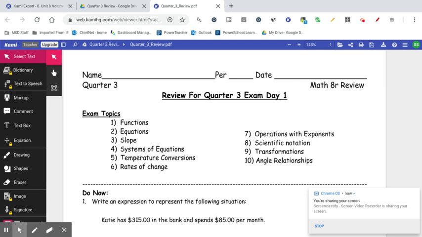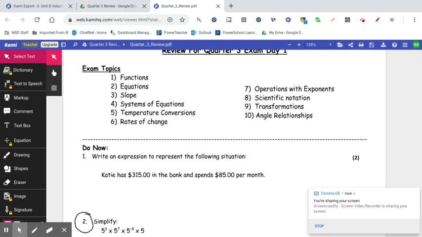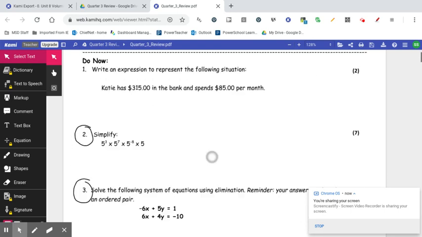Hi everyone. So we're going to go over a few of the topics that are going to be on your quarter 3 exam on Friday. We're not going to do them all, but we will do just a few of them. So whichever ones we don't do, you can do on your own and you can check your answers using the key. So we're going to start with question number 2.